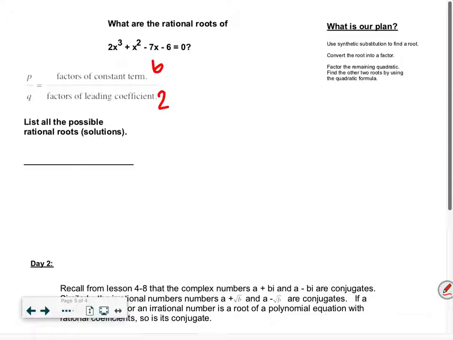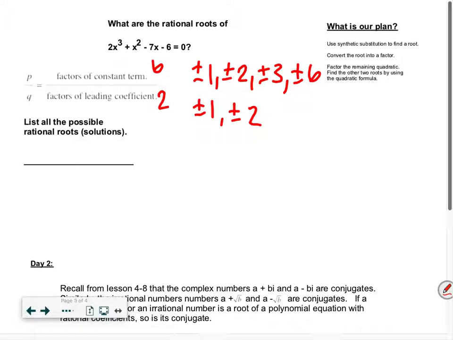Factors of 6 are 1 and 6, and 2 and 3. Factors of 2 are 1 and 2. Okay, that's step 1.